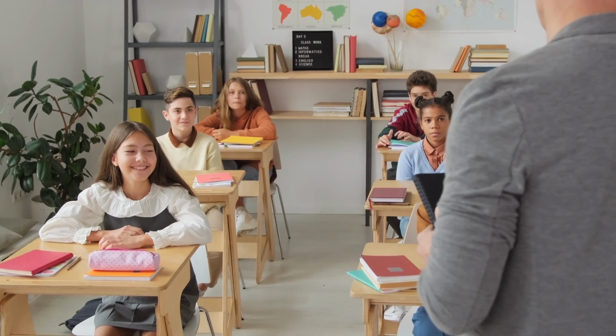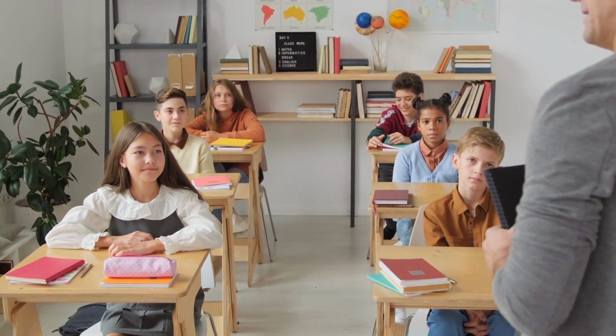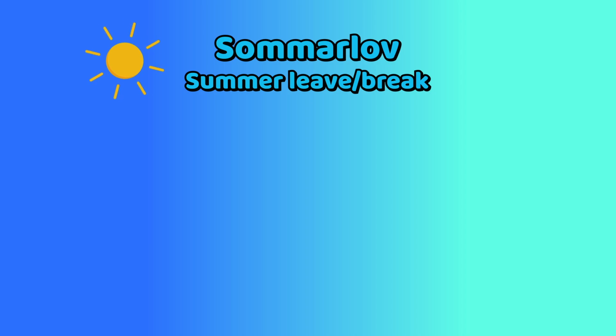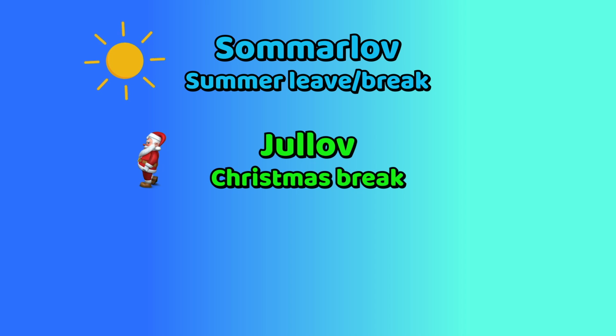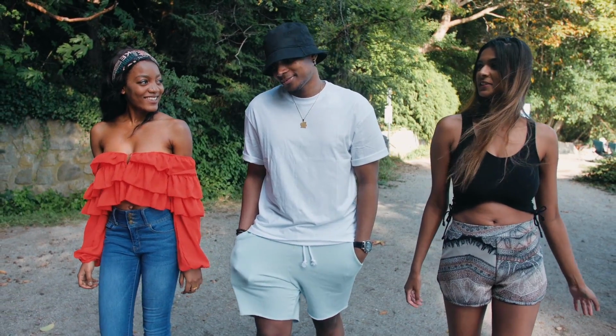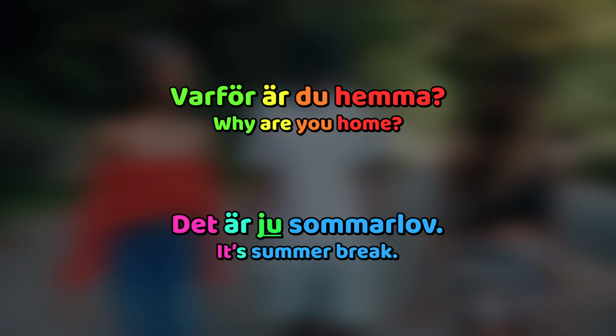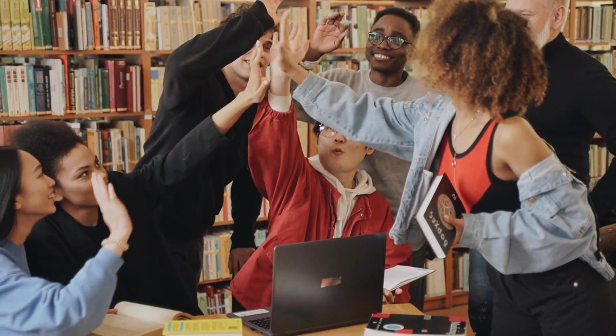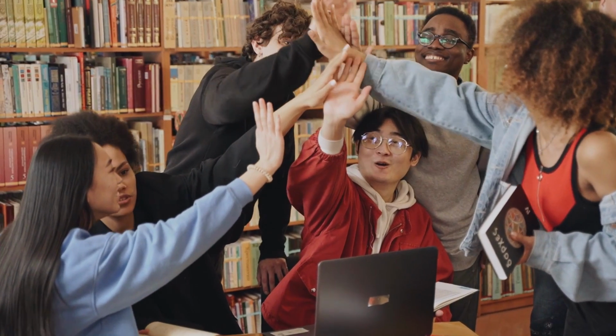And then lov can also be translated in English to the English words leave or break, especially in school situations, and very often together with words such as sommar, jul, and påsk. Sommarlov, summer leave or summer break. Jullov, Christmas break. Påsklov, Easter break. Like in this conversation. Varför är du hemma? Why are you home? Det är ju sommarlov. It's summer break. But in our eyes, the Swedish eyes, lov is really not a break. It's permission. We have permission to enjoy the summer and leave school.